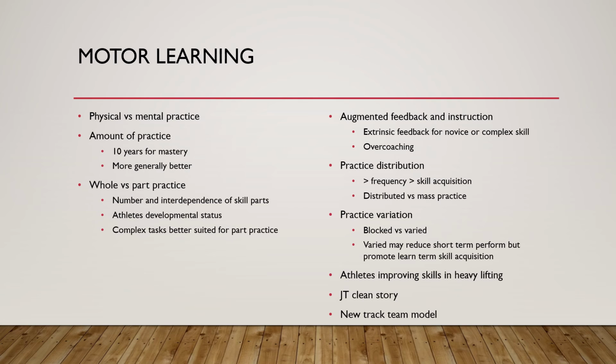Another important piece of motor learning is the type of feedback and instruction you're giving. Extrinsic feedback for novice or complex skills. So what that means, if somebody's a complete beginner, think about a 7 or 8 year old who's just learning to pick up a basketball, they're going to need a lot more feedback than, let's say, an 18-year-old who's picked up a basketball before but maybe was never coached. That 18-year-old probably has an intuitive feel for what it feels like to dribble, so on and so forth.